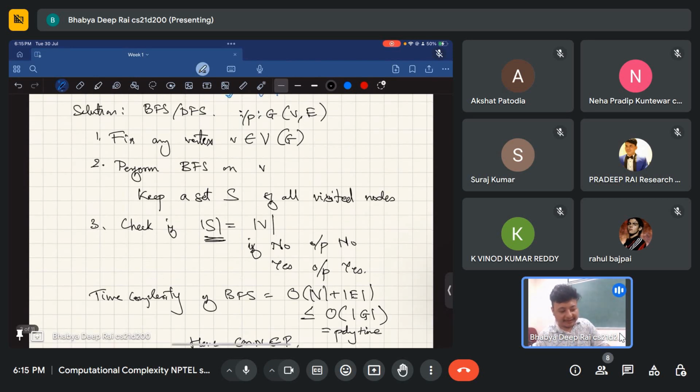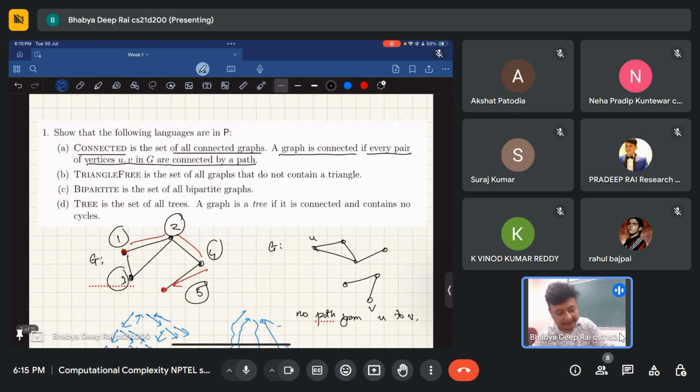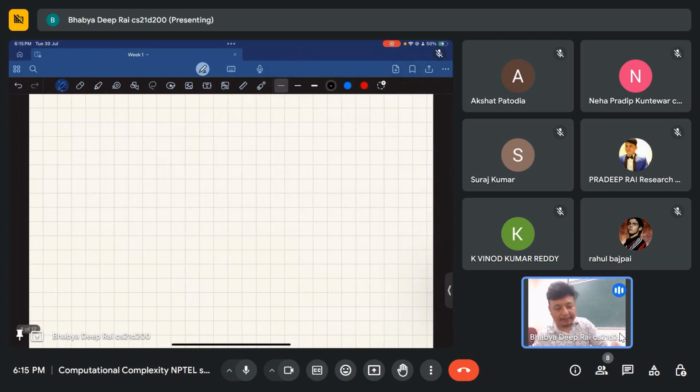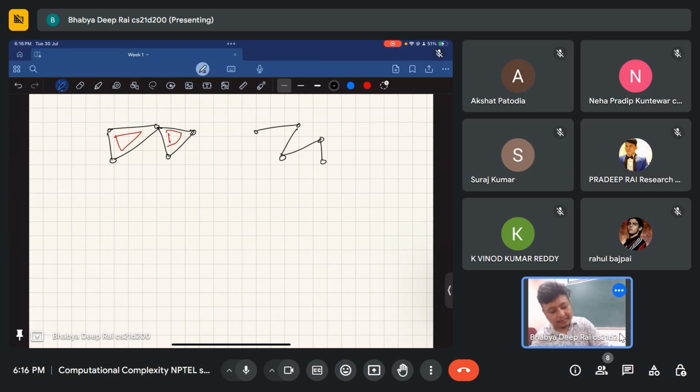So if that is clear, let's quickly move on to the other questions. Here's another question I have. Triangle free. Triangle free is the set of all graphs that do not contain a triangle. What is a triangle? It is a complete graph on 3 nodes. For example, this graph contains 2 triangles, whereas this graph does not contain a triangle.